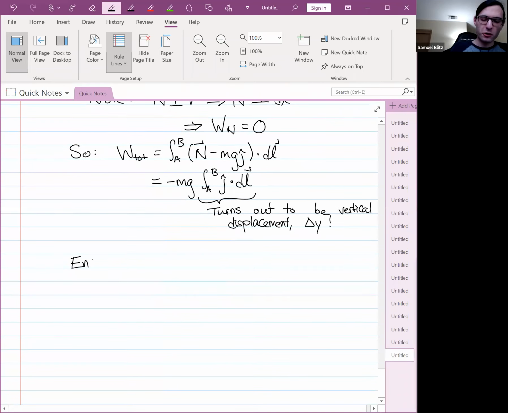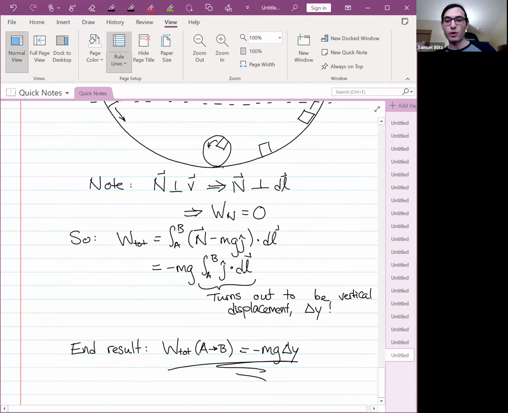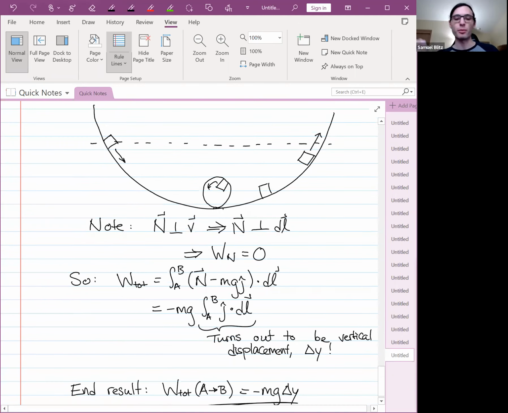So the end result is that the total work done between A and B from all of the forces in that situation, the normal force and the gravitational force, is just minus mg delta y. I'm not going to put a box around it because you might think that means it's always true. But in this case, the total work done is a really simple formula, right?